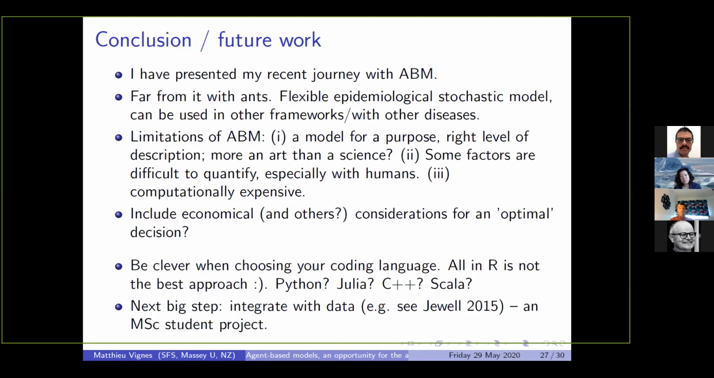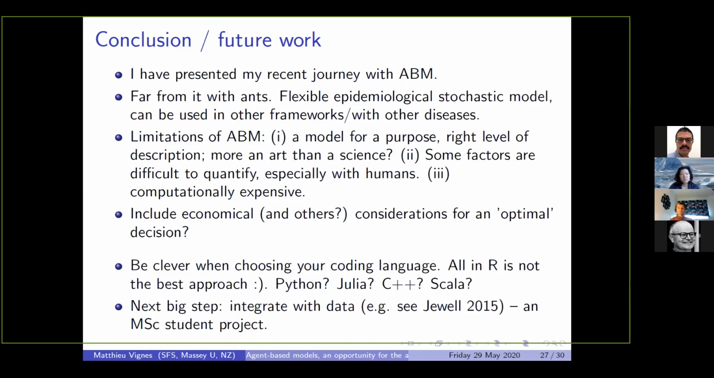I also noticed that some factors are very difficult to quantify, especially with humans. We know that people don't move like drunken people in a 0-1 by 0-1 square. It was very hard to come up with contact matrices. People in the UK have very good tools for that, and I borrowed the contact matrices they have. But does it represent human behavior?